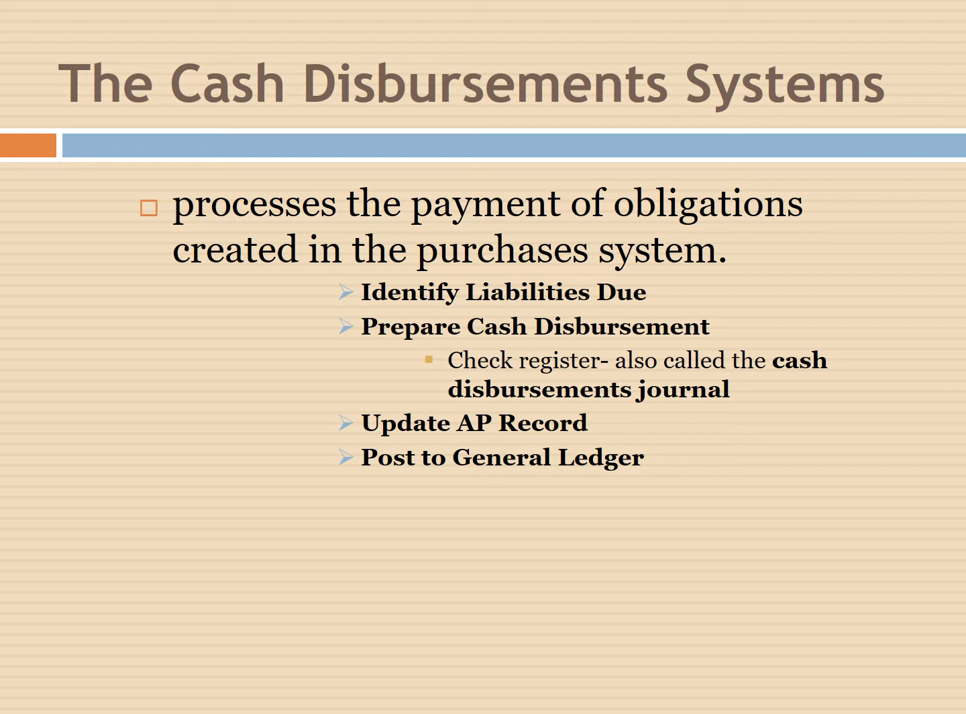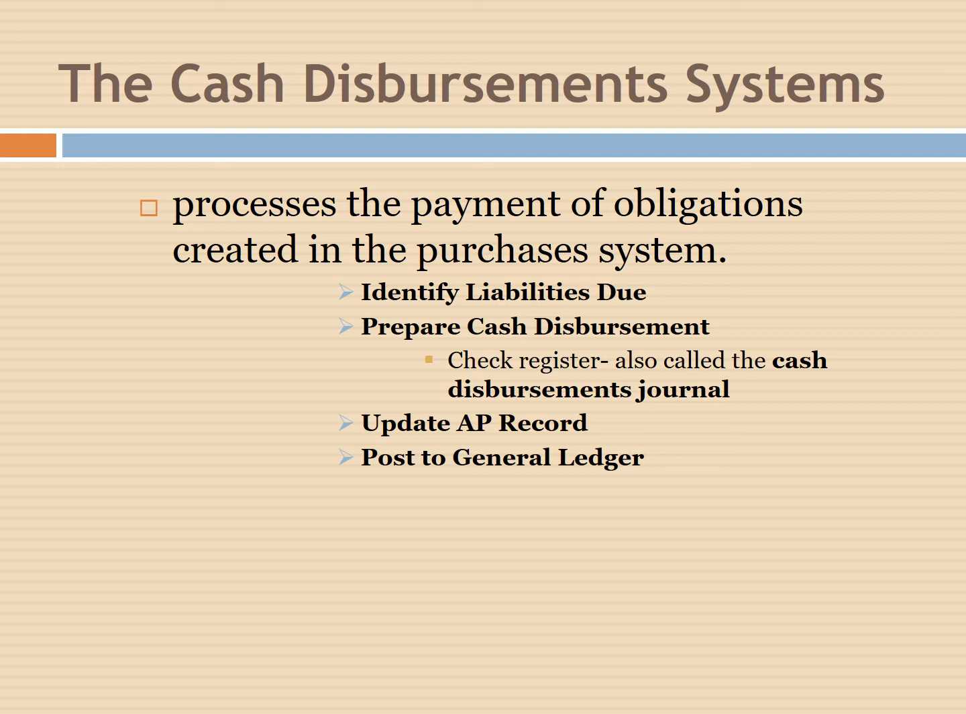The third one is update accounts payable record. The accounts payable clerk removes the liability by debiting the accounts payable subsidiary account or by recording the check number and payment date in the voucher register. The voucher packet is filed in the closed voucher file and an account summary is prepared and sent to the general ledger function. The last one is to post to the general ledger.